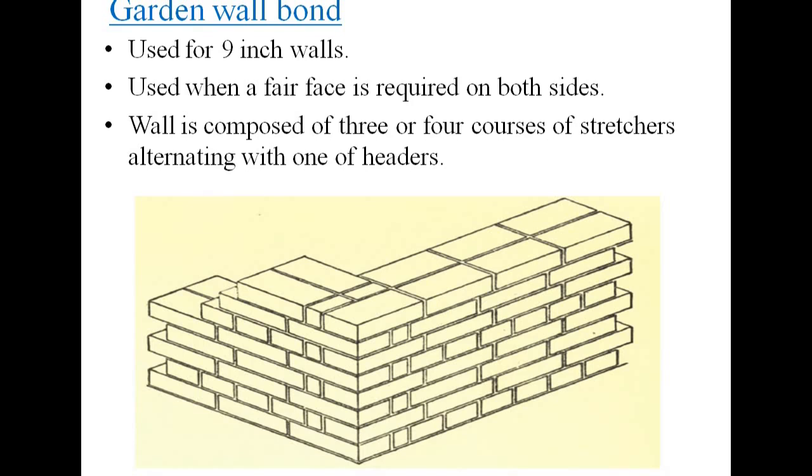Again, one course of header, again 3 to 4 courses of stretcher. This is about the garden wall. When a fair face is required on both sides, the wall is composed of 3 or 4 courses of stretchers alternating with one course of headers.